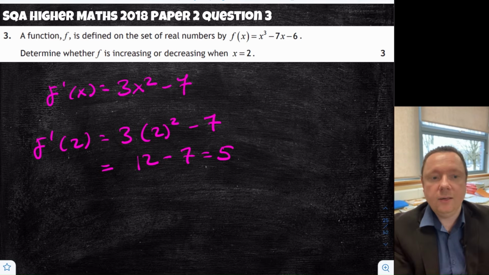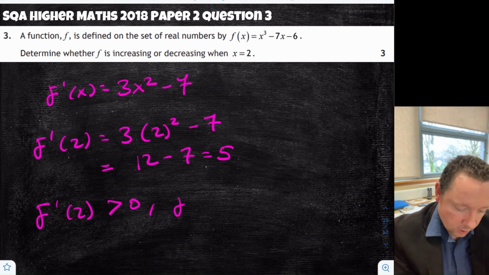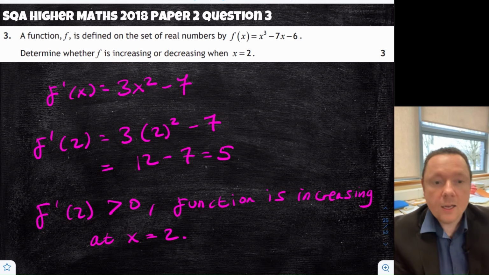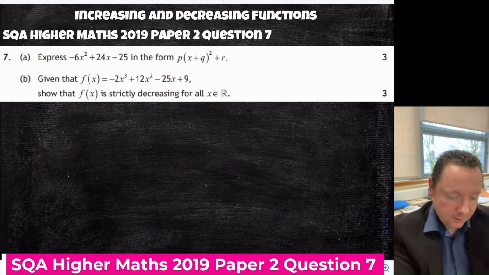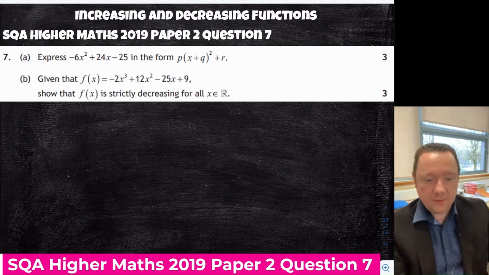And then we need to write a little statement. Since f dash of 2 is greater than 0, the function is increasing at x equal to 2. And we're done there. Increasing and decreasing functions, SQA Higher Maths 2019, Paper 2, Question 7.